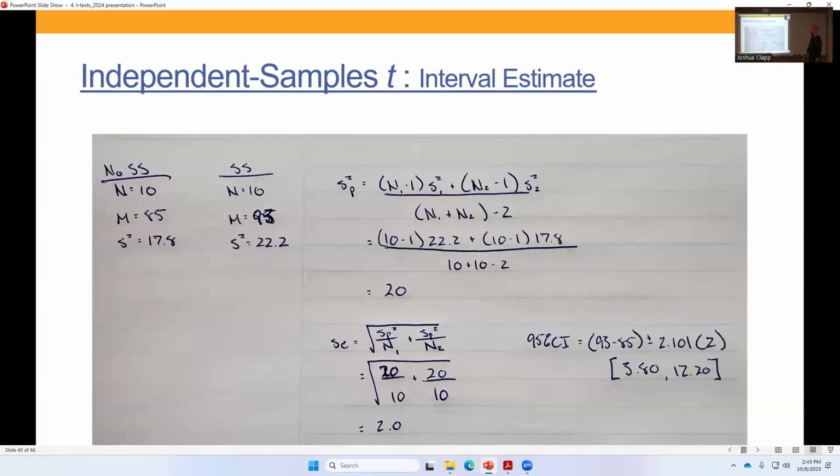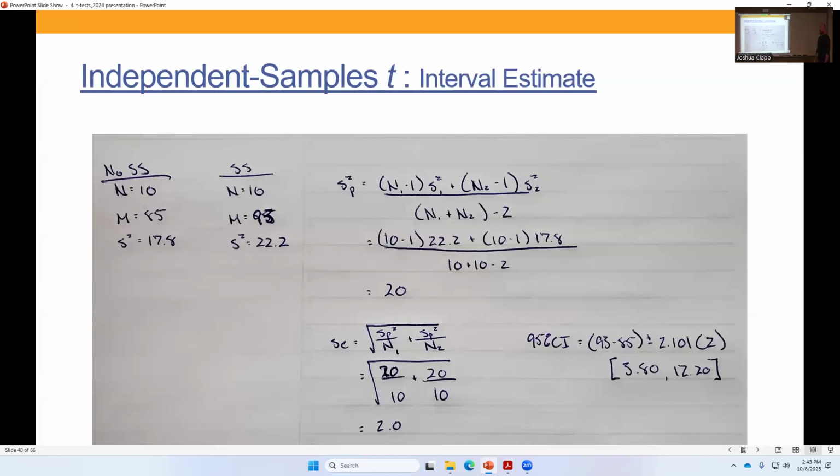And for our standard error of the difference, we're going to take our pooled variance over the first sample plus pooled variance over the second sample. We've got 20 over 10 plus 20 over 10, and then take the square root of that, which gives us a standard error of 2. So then for our confidence bound, we take the difference in these two groups, plus or minus 2.101 times my standard error of 2.